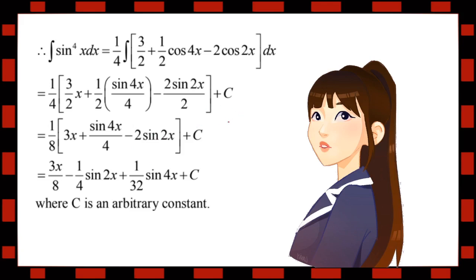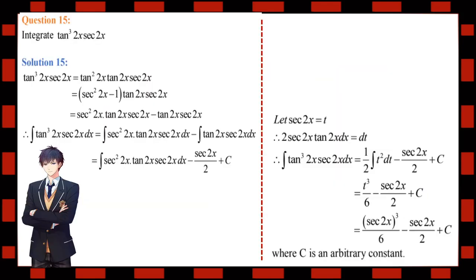Now this is very simple and easy to integrate. 3 by 2, and you will get integration of only 1, which is x, plus 1 by 2 outside. The integral of cos 4x is sin 4x upon 4, and minus this 2, and cos 2x is 2 sin 2x upon 2, and then solve it.